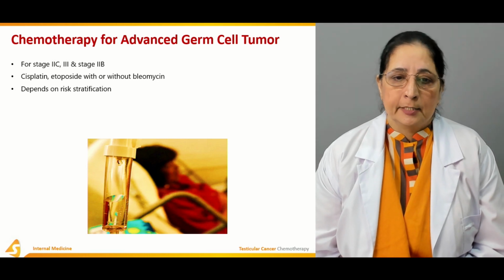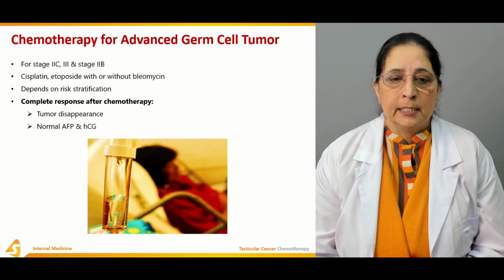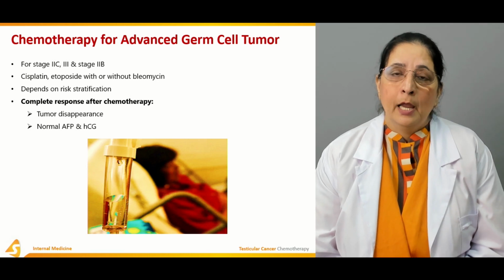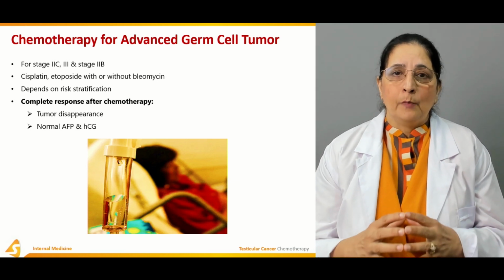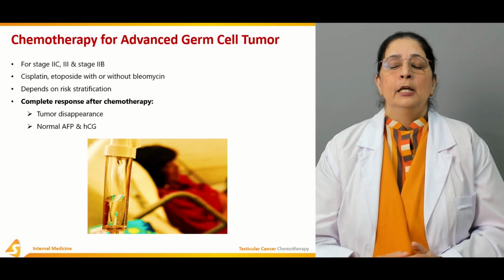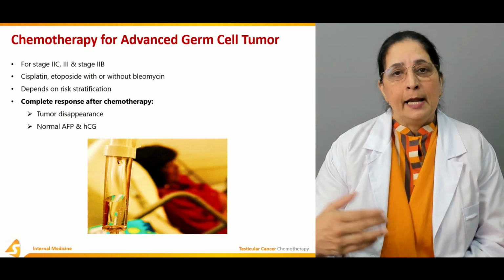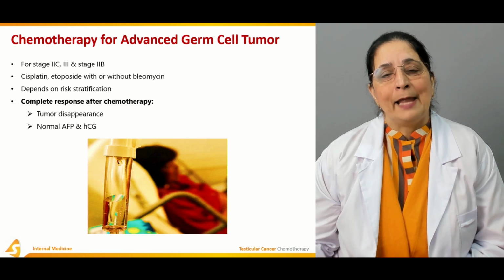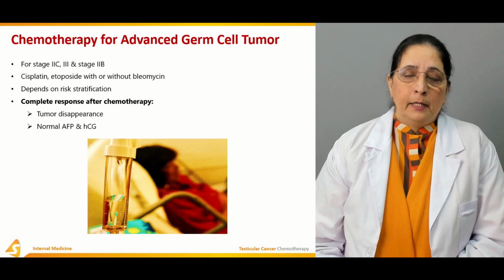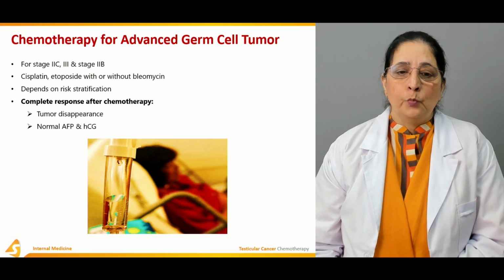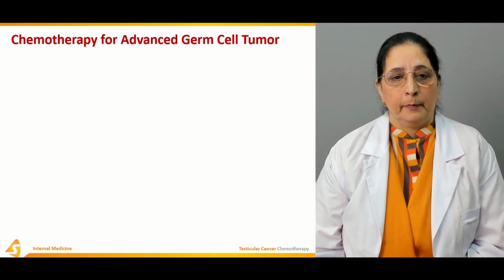Depends on risk stratification, complete response after chemotherapy, usually the disappearance of tumor, and normal level of alpha fetoprotein and HCG. We know the tumor markers which are important in the germ cell tumor of the testes are alpha fetoprotein and HCG, and then in later stage, in advanced stage, we have lactate dehydrogenase also. So after the chemotherapy, there may be disappearance of the tumor, or the alpha fetoprotein and HCG level comes back to normal.